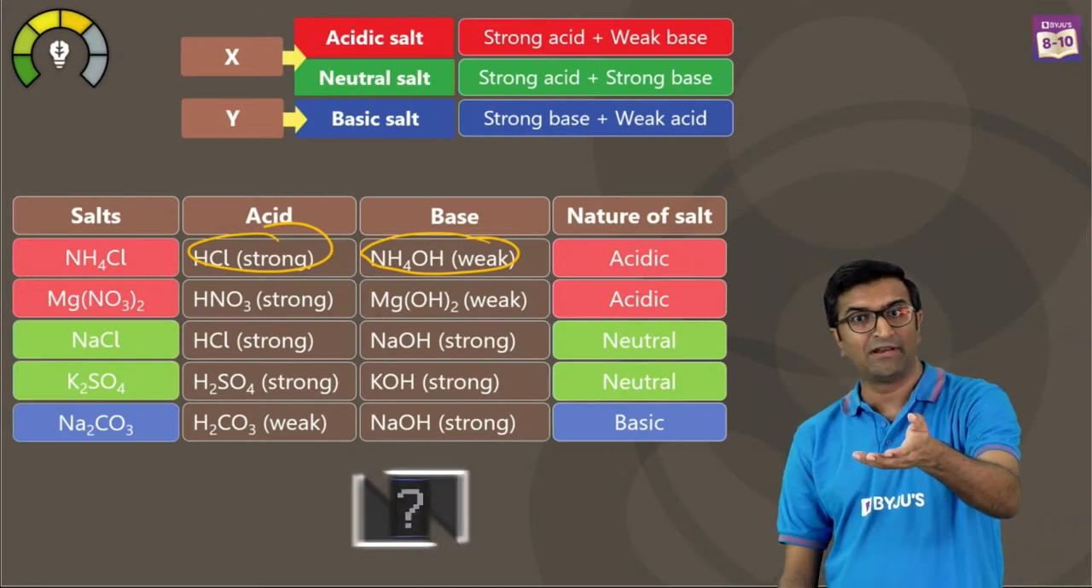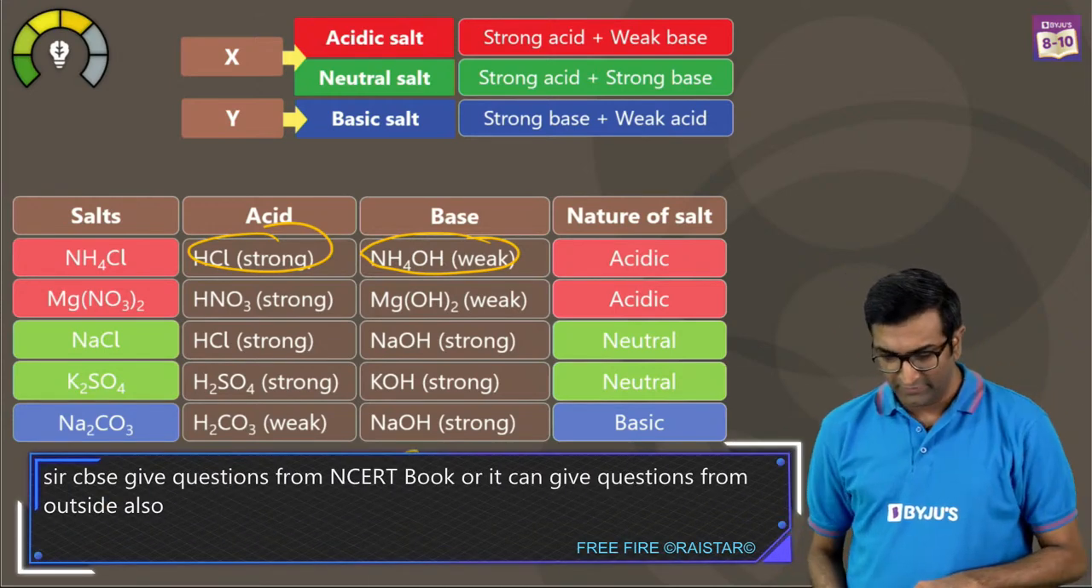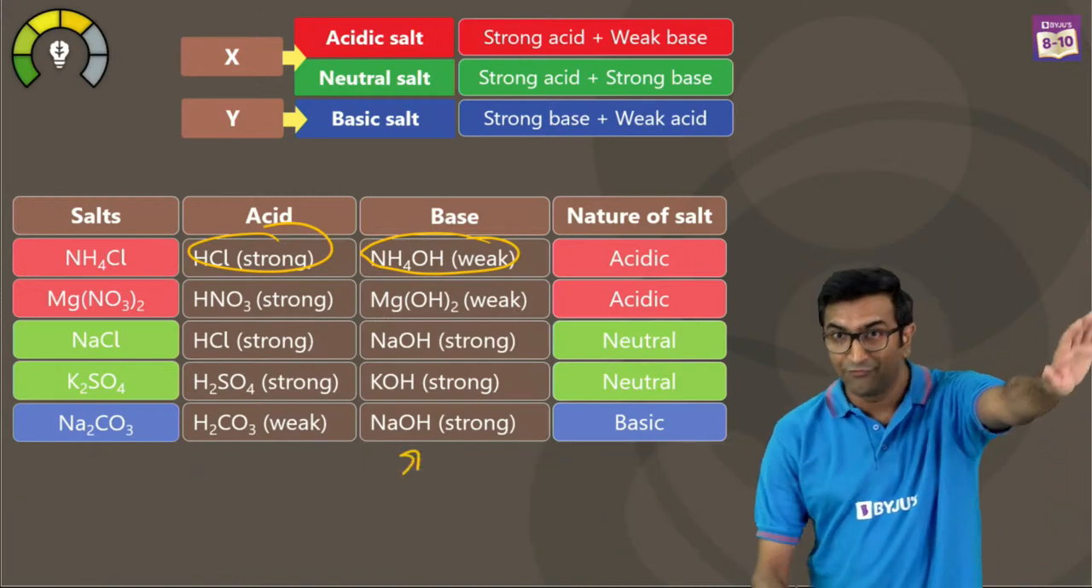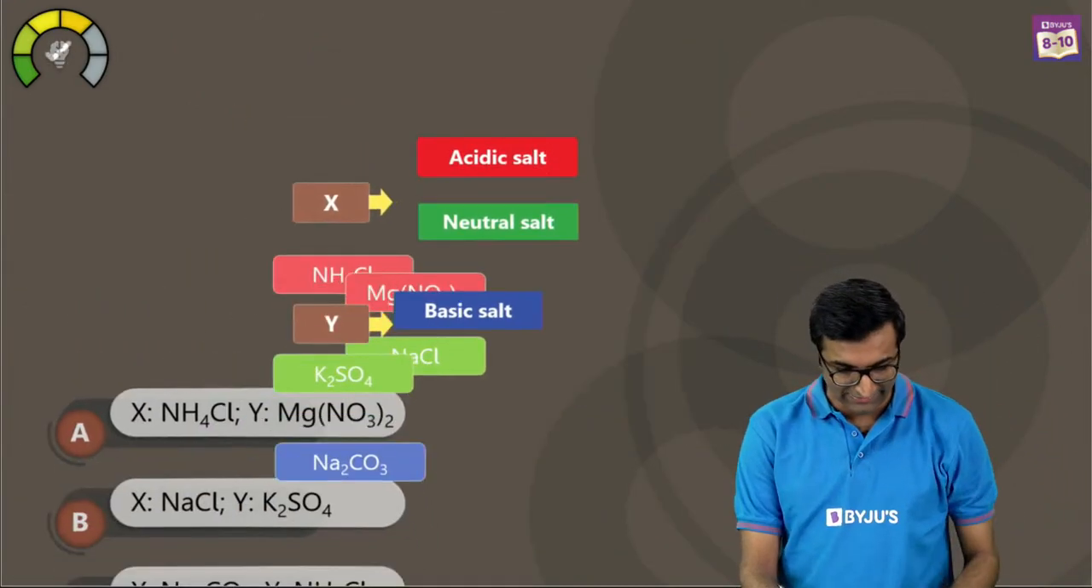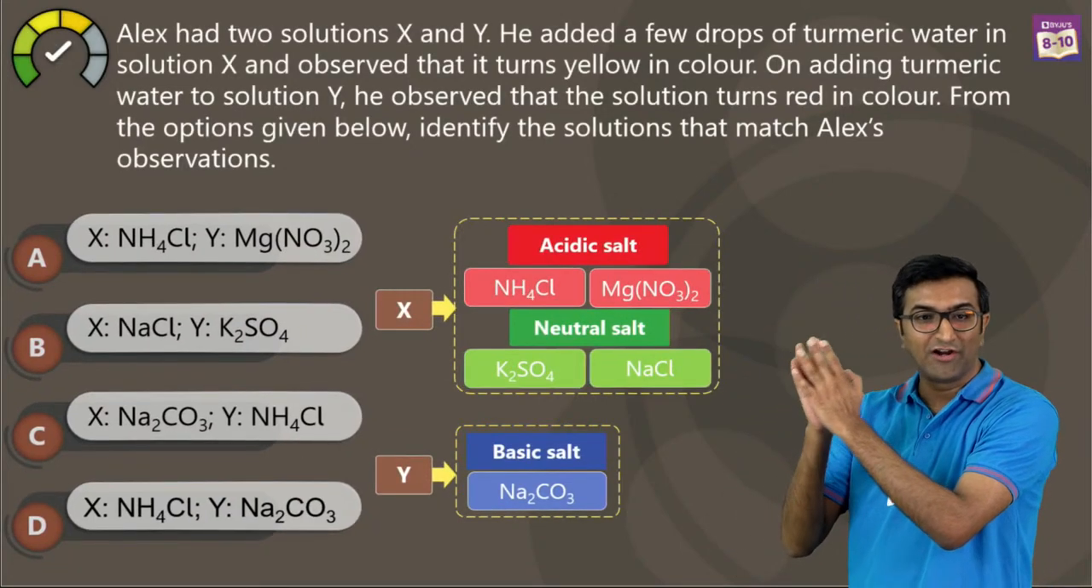H2CO3, carbonic acid, the same thing that's there in your aerated cold drinks. Anyway, it is a strong base. We have done this exercise, but again, this is half of the story. What's the other half? Look at this. X, remember, could be acidic or neutral.